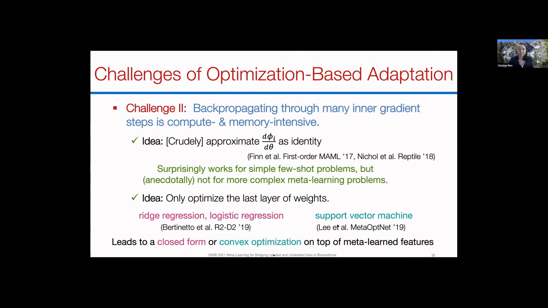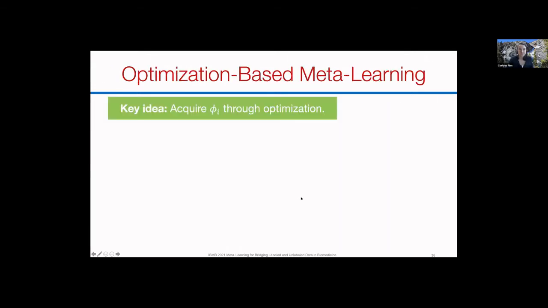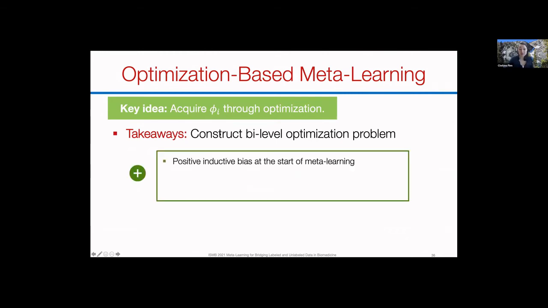Okay, so the key idea of optimization-based metalearning is to acquire these task-specific parameters through an optimization and construct this bi-level optimization problem so that you can learn from a few examples. There are a couple of benefits of this kind of approach. The first is that even at the start of metalearning, it basically just corresponds to fine-tuning or running gradient descent. And so you have a positive inductive bias at the start of metalearning: you're already going to be doing something reasonable.